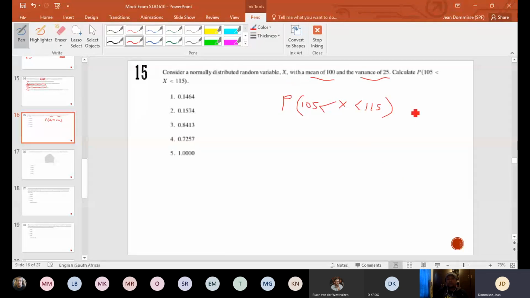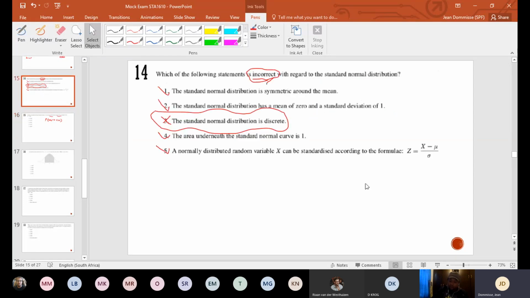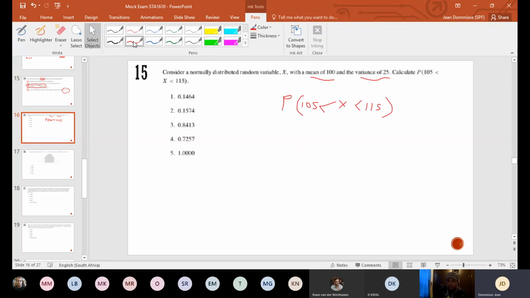Okay, so we need to calculate that. We need to work out with that function what the two Z values will be. So we've got the mean is equal to 100, variance is equal to 25. If variance is 25, remember that the standard deviation then is equal to 5.